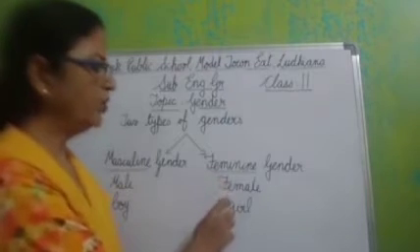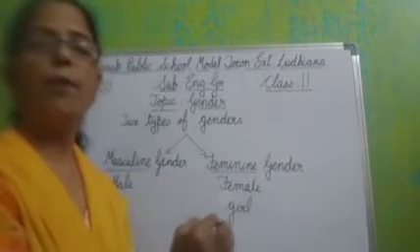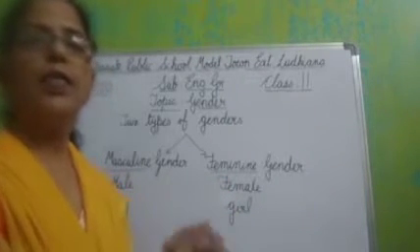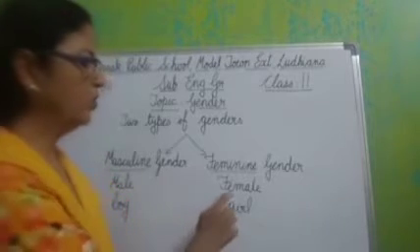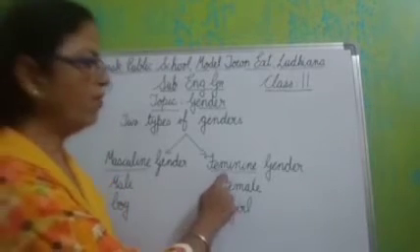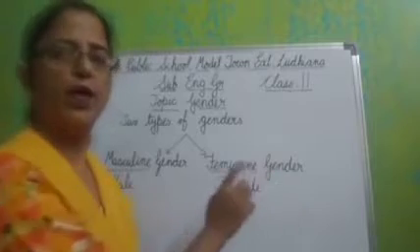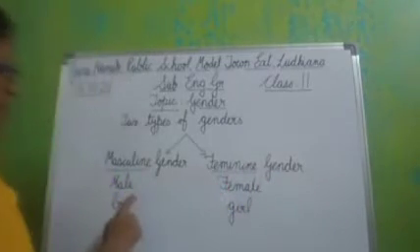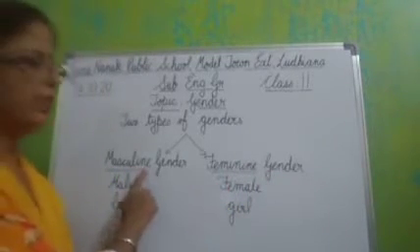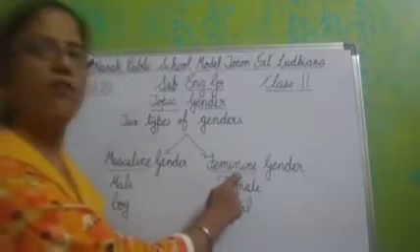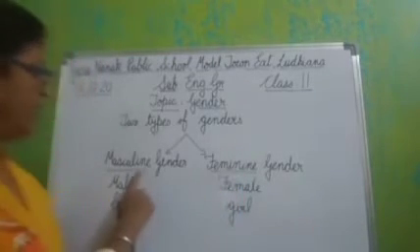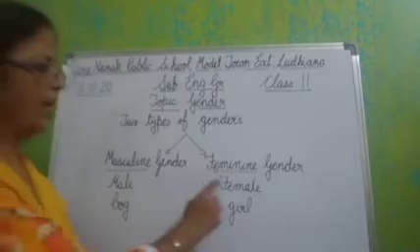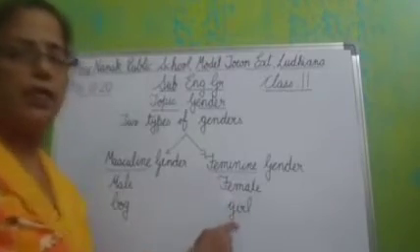Same way, when we talk about girl, mother, aunt, they are all female. So female genders are called feminine gender. Understood all of you? A male is called masculine gender and a female is called feminine gender. Like male is a boy and female is a girl.